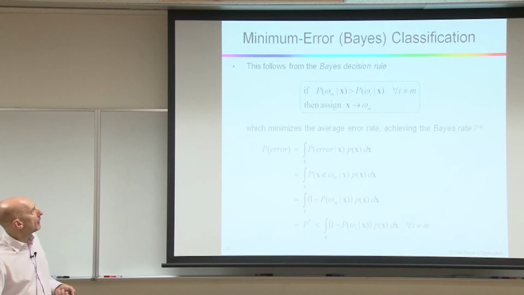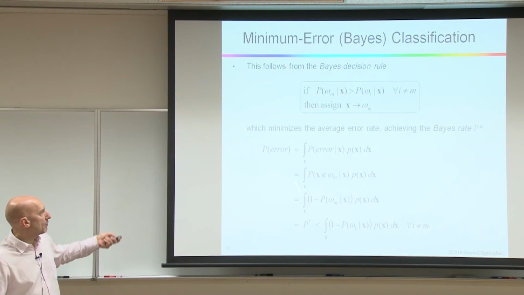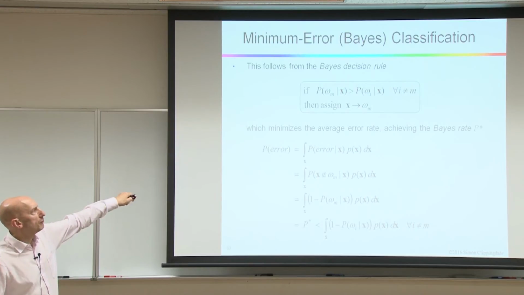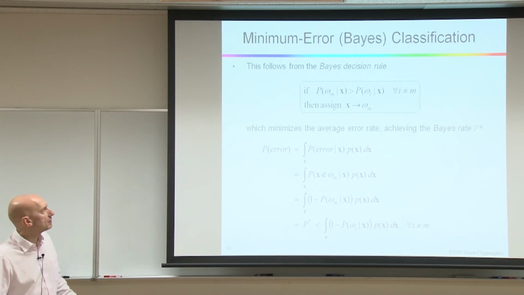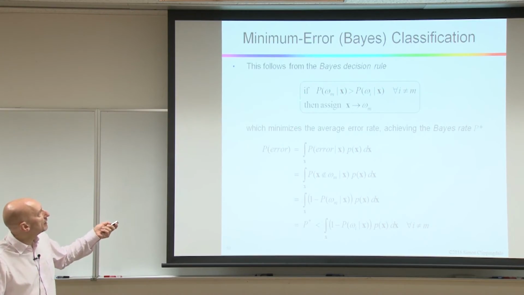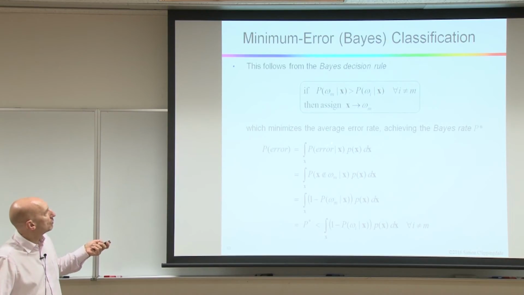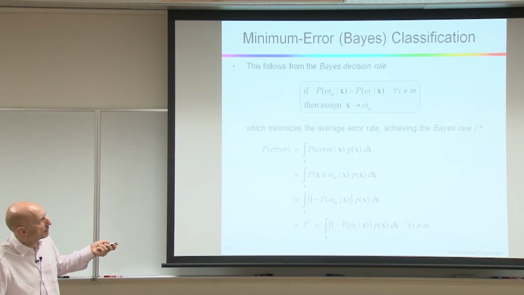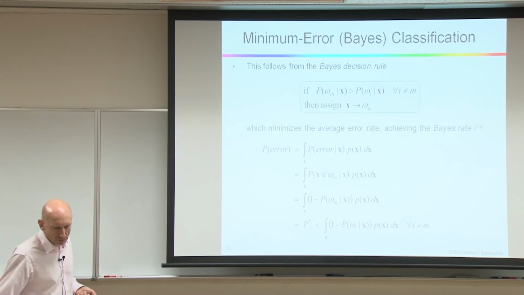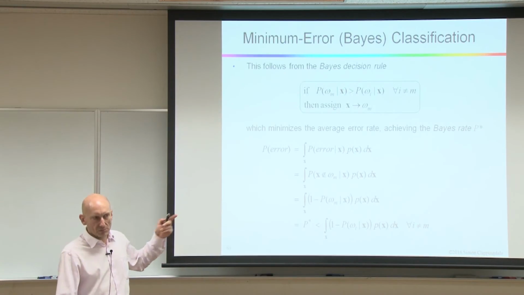Okay, and this follows, don't worry about this, but this is just proving that if you set your discriminant functions accordingly, then this will give you the minimum error, and it's called the Bayes error rate, P star. Okay, so that's as good as you can possibly do.